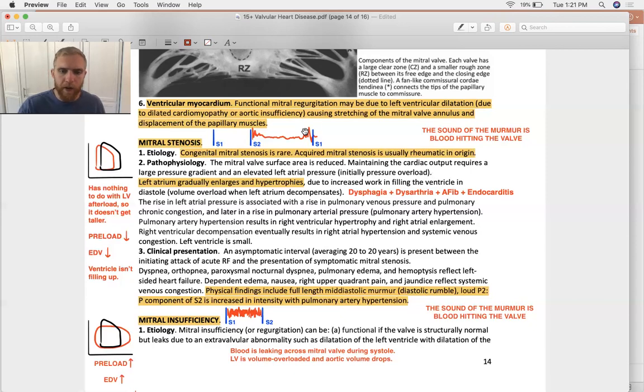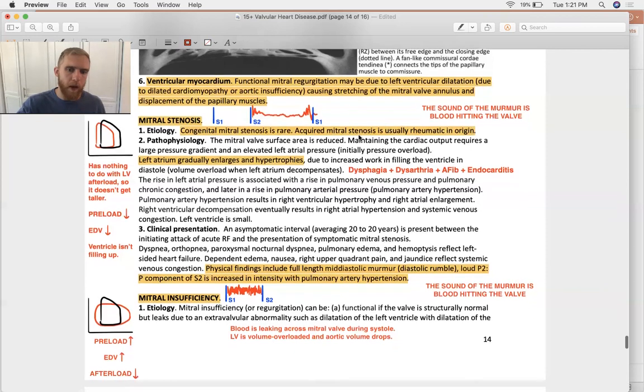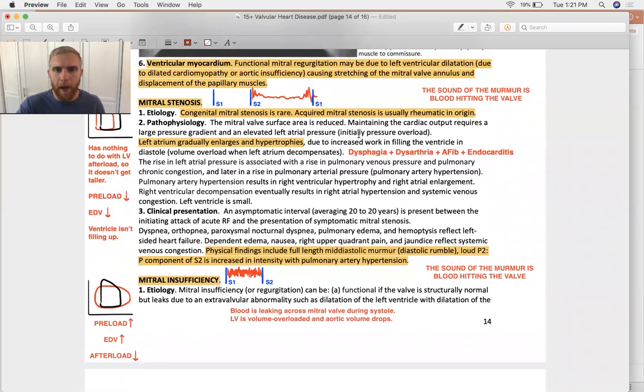Big takeaways is that it's a full-length murmur. It's a diastolic murmur. It's going to be loudest at the start and end of diastole. And you've got a loud P2 as well. And the loud P2 is due to the volume back up in the lungs as a result from the atrial hypertrophy.